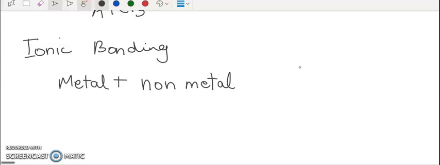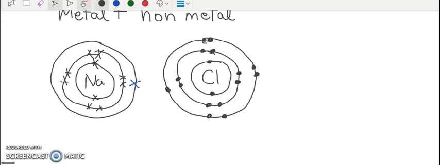So let's take a look at some of the examples. A common question asked is, show the dot and cross diagram between sodium and chlorine or any other metal and a non-metal. So this is how we would draw it. We would draw all the electrons of sodium and all the electrons of chlorine. Now, the reason why it has to be a metal and a non-metal is because this creates oppositely charged ions, because chlorine is negative and sodium is positive, and therefore they attract each other. So the force that happens between them is called ionic bond.